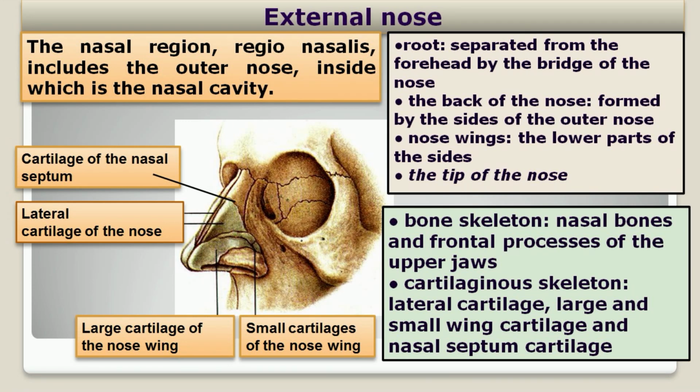Bone skeleton: nasal bones and frontal process of the upper jaws. Cartilage nose skeleton: lateral cartilage, large and small alar cartilage and the nasal septum cartilage. Cartilage of the nasal septum, lateral cartilage of the nose, and the small cartilages of the nose.